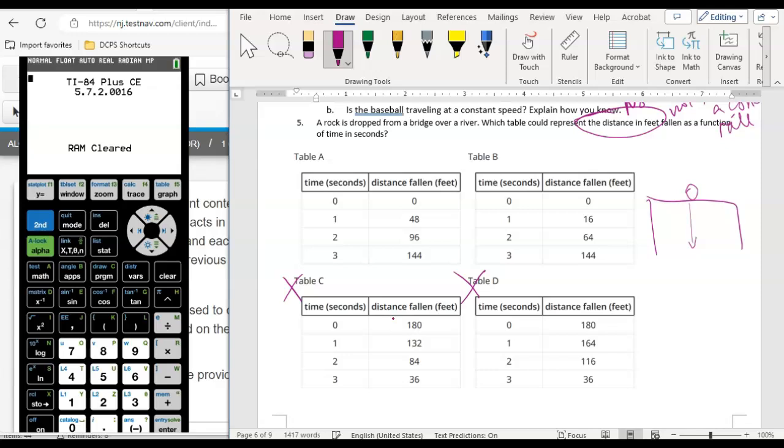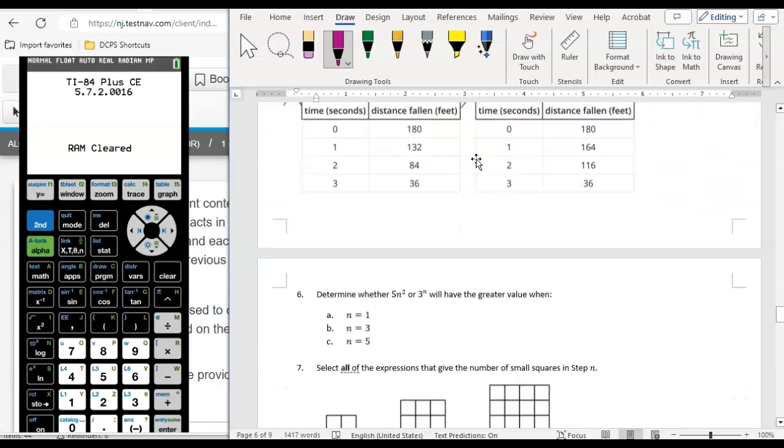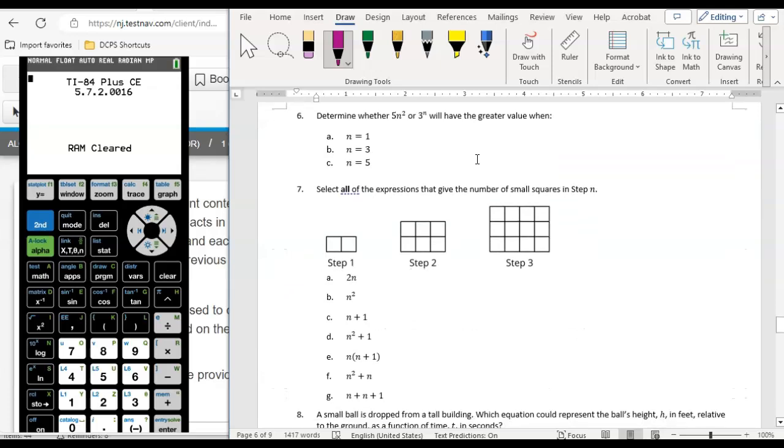But since it's how far it has fallen, we're going to be looking at it as an increasing function. Now here then we want to look and see what is happening exactly. So remember, we should have 16 times t squared. And so 16 times 1 squared is 16. So that one works out here. This one doesn't look quite right. And then 16 times 4 is 64. So table B is going to be our best option. That shows us gravity.